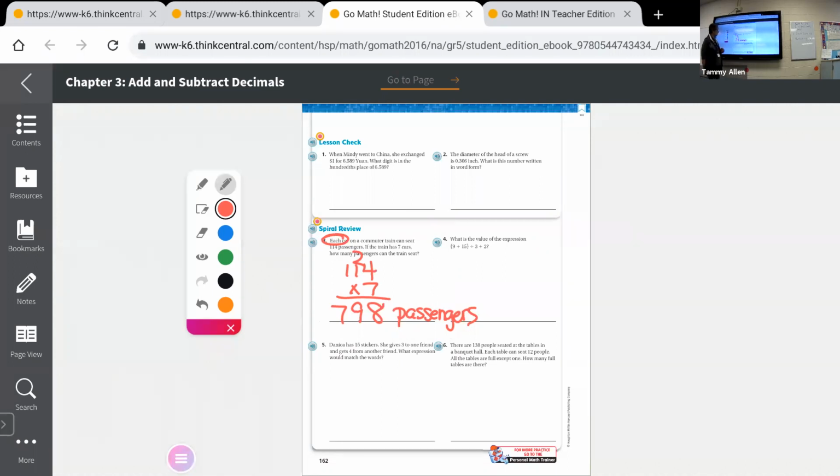And number 4, what would we do first? Mallory? 9 plus 15. So your next line would be 24 divided by 3 plus 2. What would we do first in that expression? Divide. So our next line would be 8 plus 2, which gives us 10. So you should have those steps as your work. Questions on that?